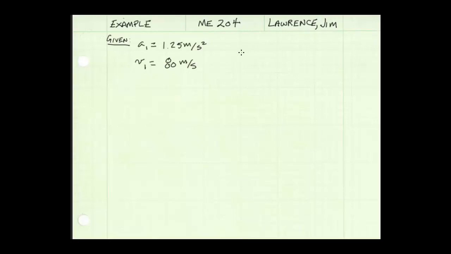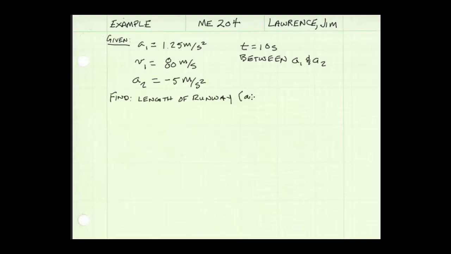We know that in between our velocity v1 and the time to acceleration 2, we have a time of 10 seconds. And then our final acceleration is going to be minus 5 meters per second squared. And we are trying to find the length of the runway. We're also going to include our acceleration time graph, velocity time graph, and our position time graph.